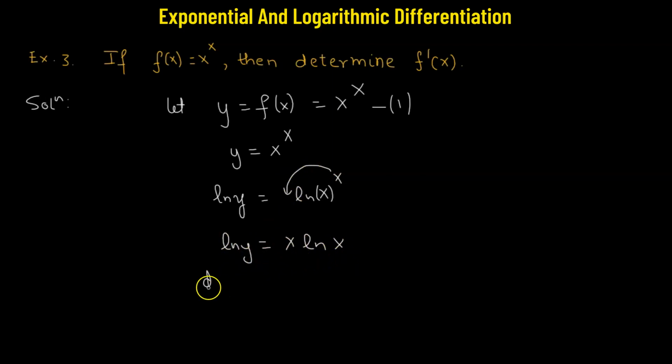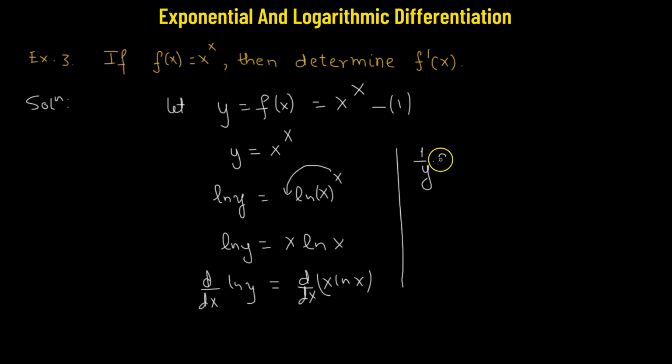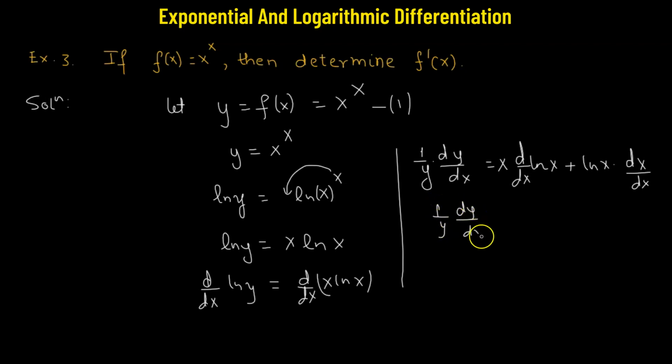Now we will apply the derivative with respect to x on both sides. Derivative of log of y with respect to x will be 1 over y times dy over dx. Here we have applied the chain rule. For the derivative on the right hand side, we have to use the product rule since we have two functions, x and log of x. This is x times the derivative with respect to x of log of x, plus log of x multiplied by the derivative of x with respect to x. So 1 over y times dy over dx equals x times, the derivative of natural log of x is 1 over x, plus log of x times the derivative of x with respect to x, which is 1.